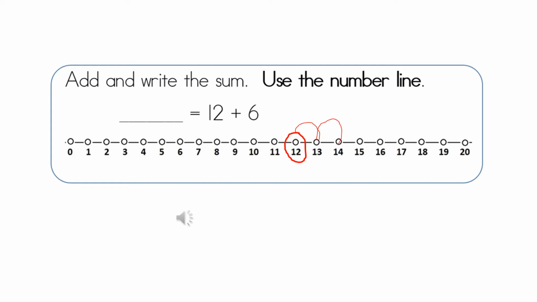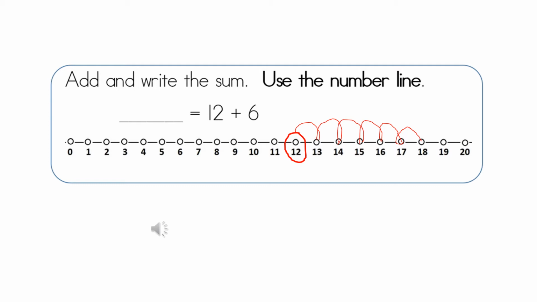When we add 2, we get to 14. When we add 3, we get to 15. When we add 4, we get to 16. When we add 5, we get to 17. So we just have one more to go. When we add 6, we get to 18.